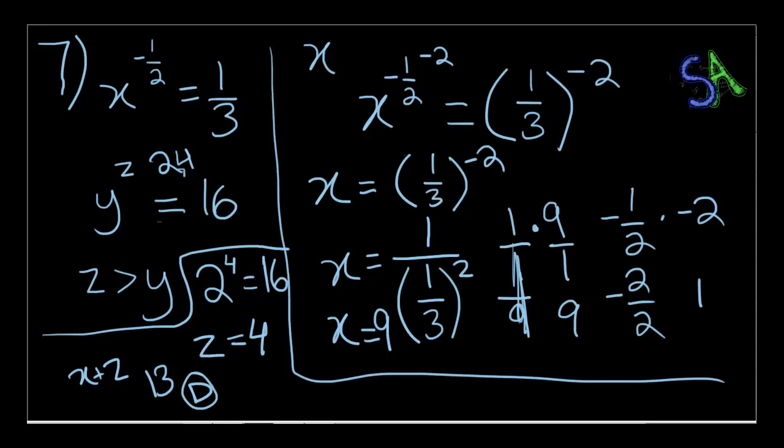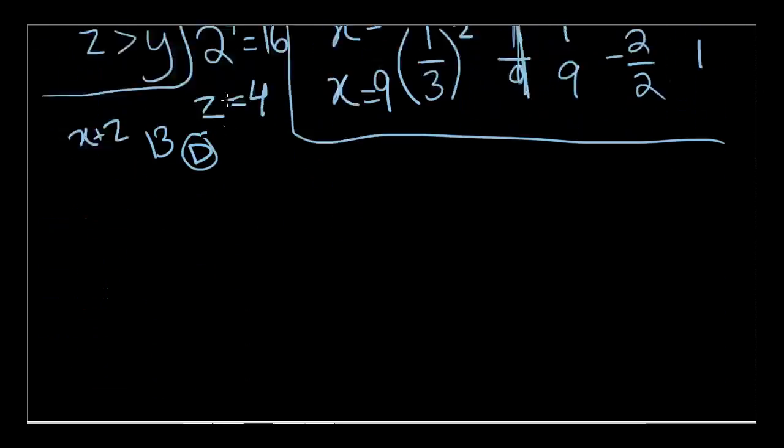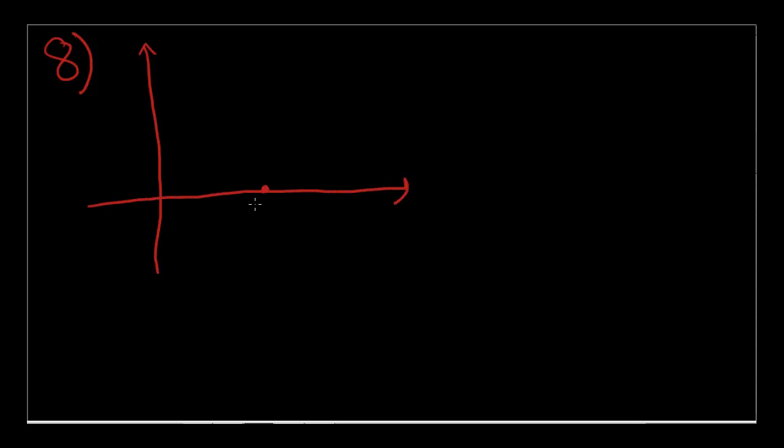So now, next problem, number 8. It's a graph. So let's draw this graph really quickly. There we go. 4, 0, 8, 0, and a semicircle. I could do it better, but that's roughly what it is.